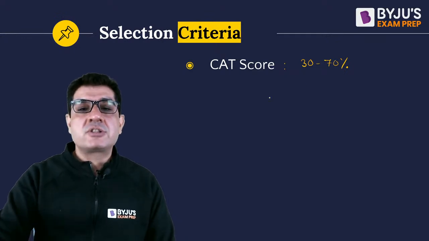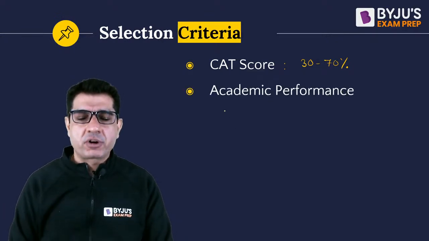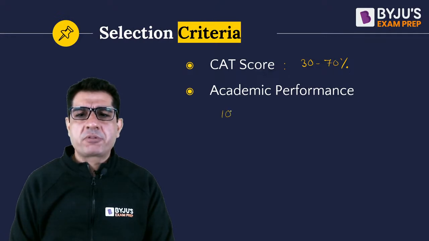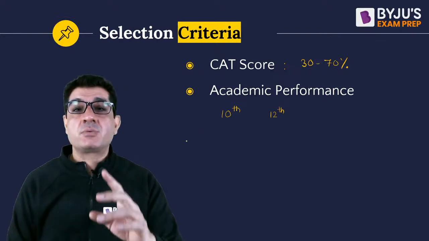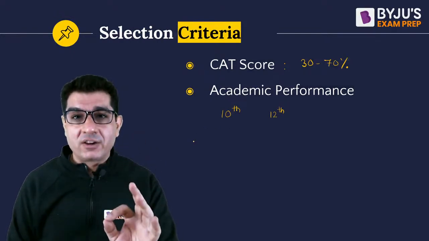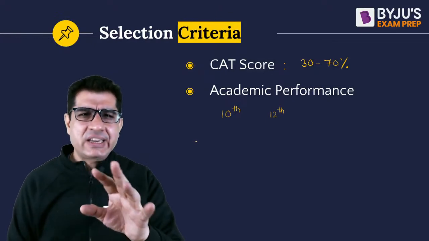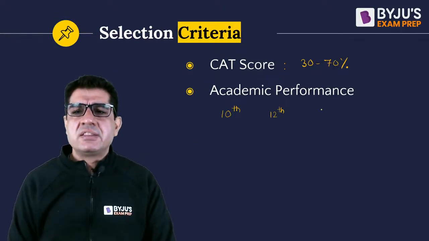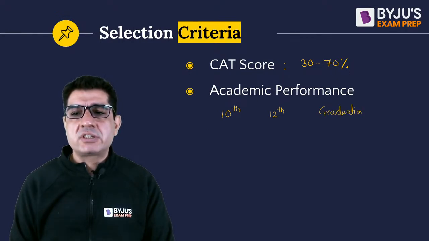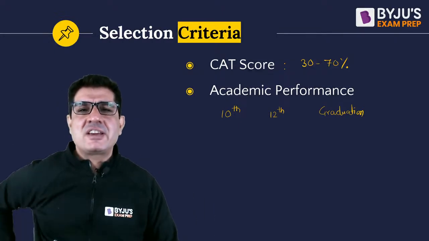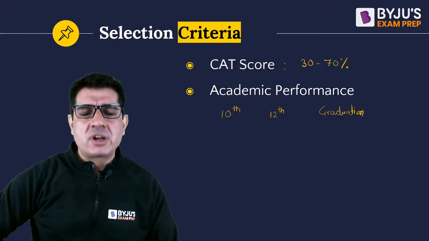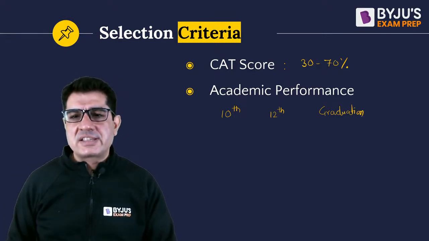But then they also look at your academic performance. So your academic performance basically is 10th and 12th. For most of the colleges, when it comes to giving a call for the next round, they will look at 10th and 12th scores. There are very few colleges that will look at your graduation scores, although when they offer you a final selection, when they compile that composite score, they will look at your graduation marks as well.